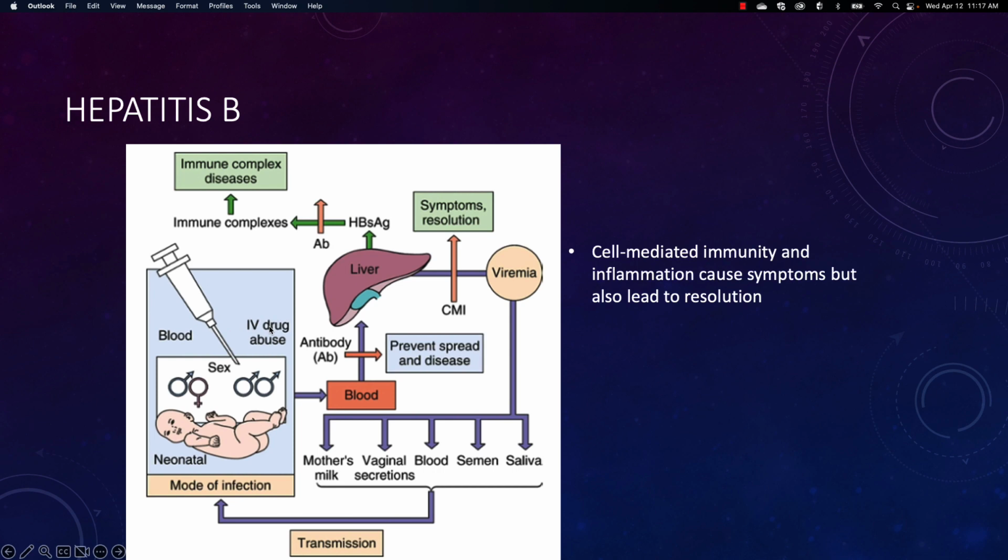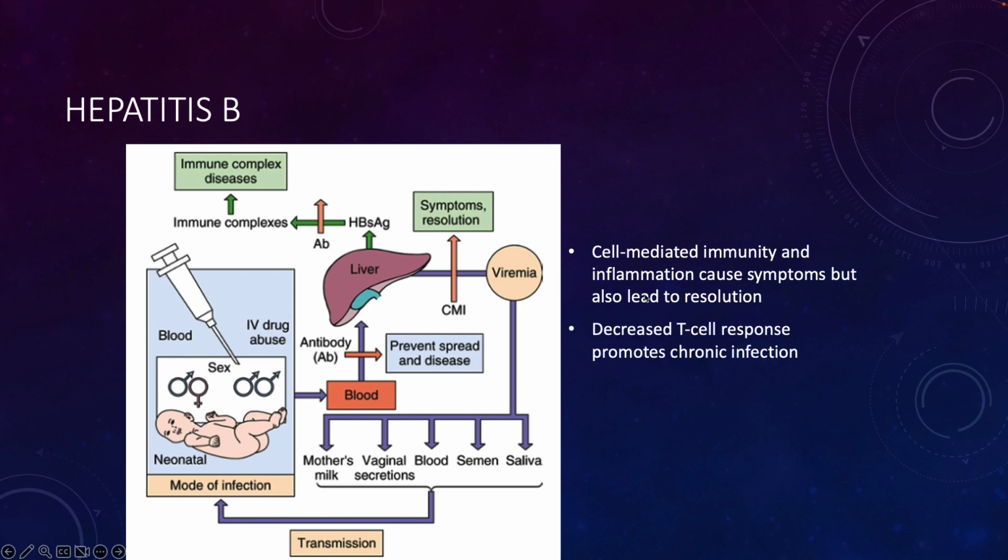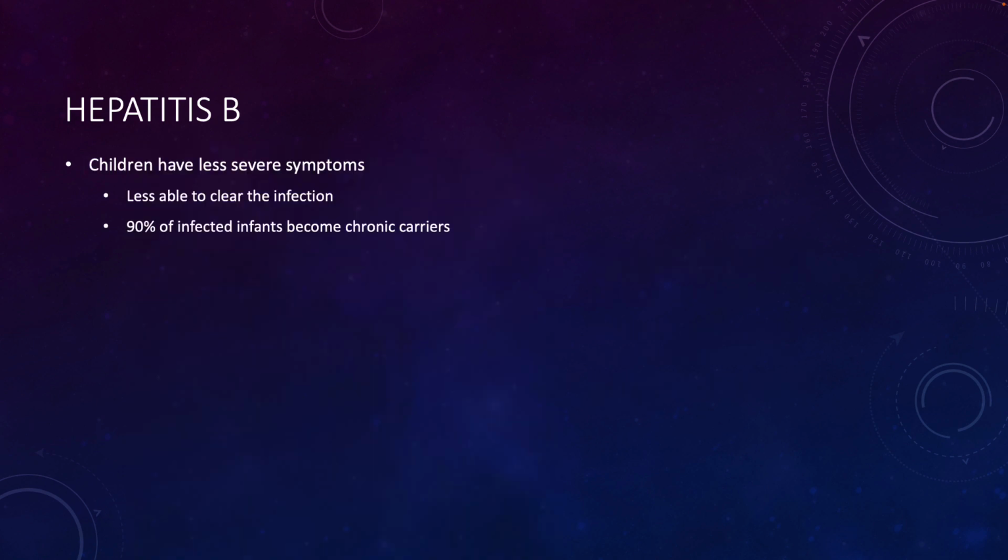And those of you who are planning to work in a healthcare setting, this is a vaccine that you'll definitely want to get. So the decreased T cell response in patients who are immune compromised can promote the chronic infection. And having antibodies is important because antibody can help protect against infection. Generally, children who are infected with hepatitis B will have less severe symptoms. So why do you think that is?